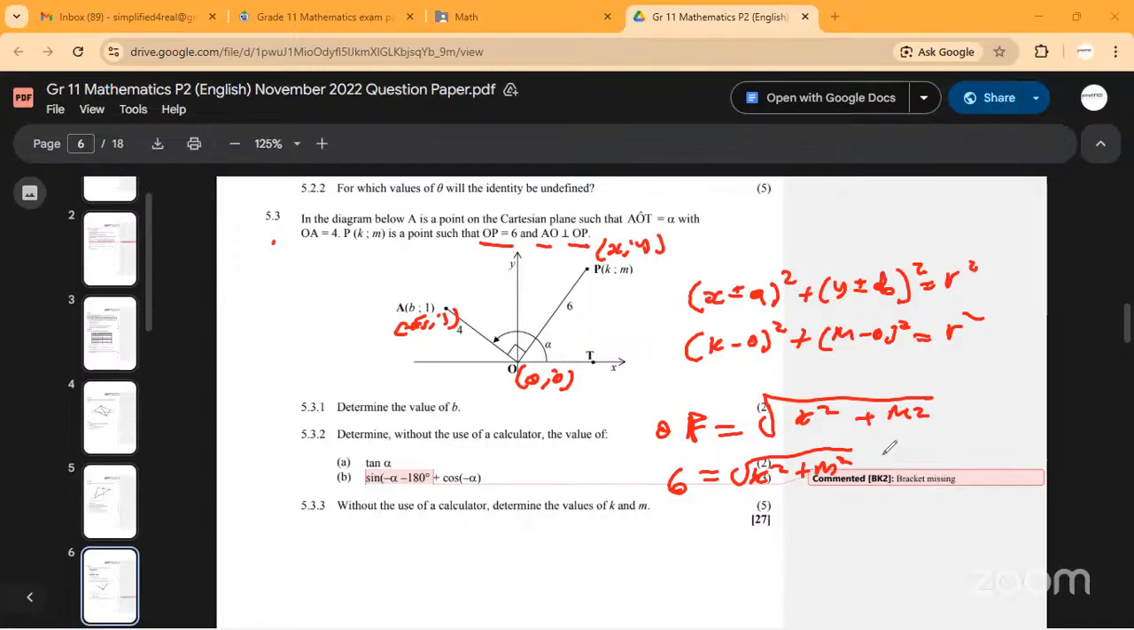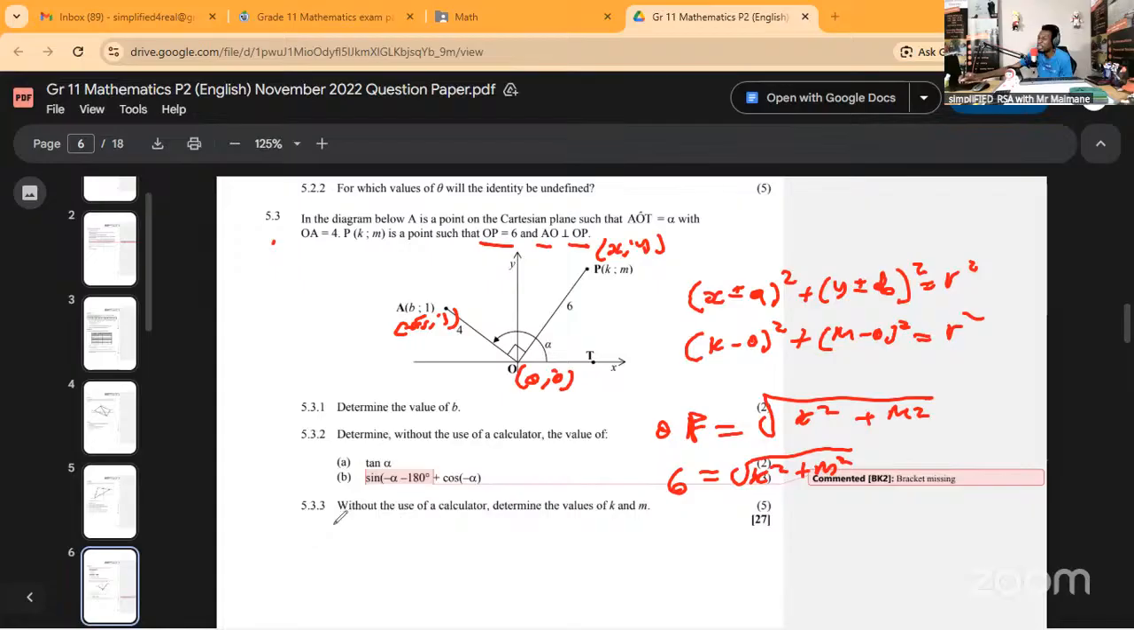For you to solve for k and m, you will have to develop another equation and solve them simultaneously. For your other equation, you can decide to use the gradient, and say the gradient of OP multiplied by the gradient of OA will give you -1 since they are perpendicular. But you are doing too much analytical geometry on a trigonometry question.